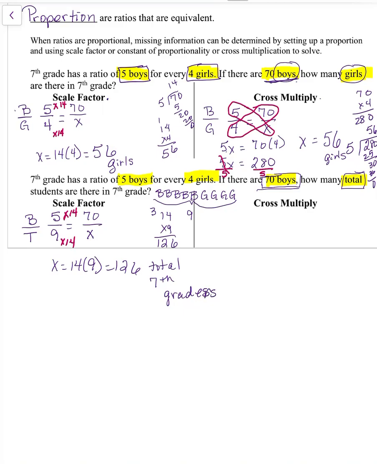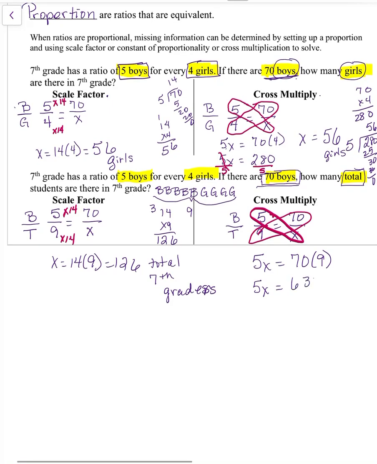All right, now let's just practice our cross multiplying. So we say boys to total, everything's the same, 5 to 9 equals 70 to x. Setting it up is exactly the same. It's just different when we actually go to solve it. So we're going to cross multiply, multiplying the diagonals. So 5 times x, so 5x equals 70 times 9. Okay, 9 times 7 is 63, so this will be 630. Divide by 5.